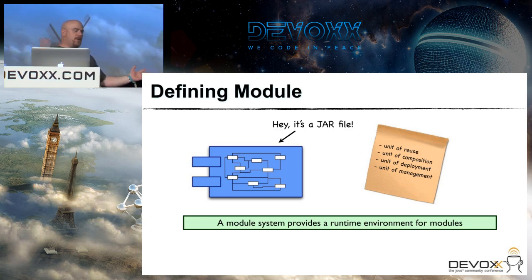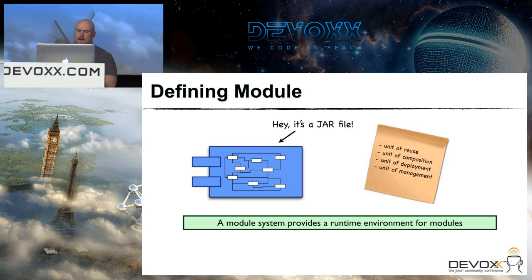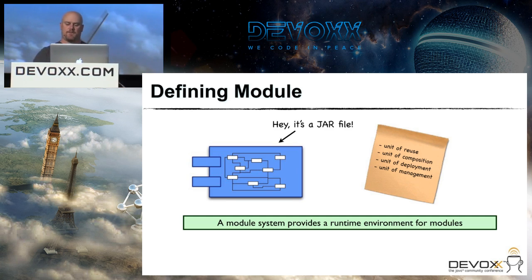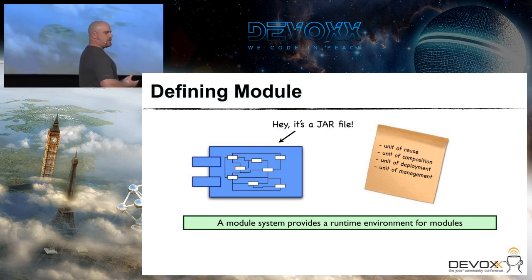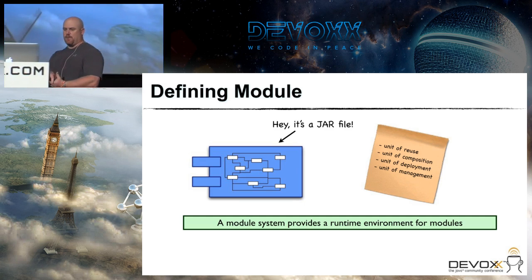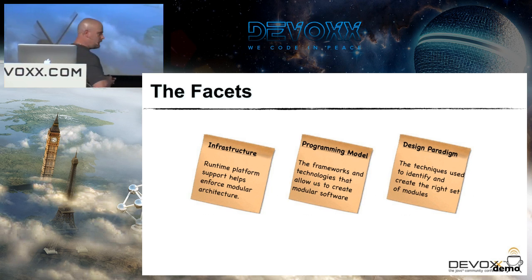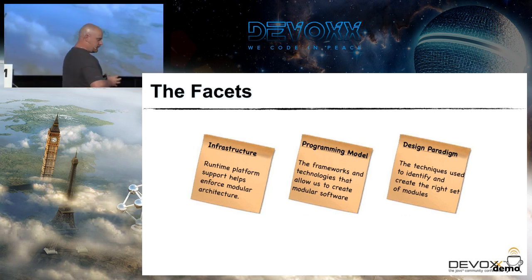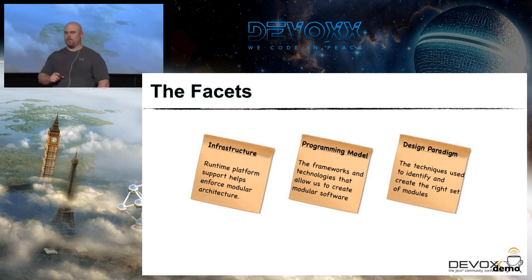So, definition of a module: a jar file on the Java platform. A module system provides a runtime environment for modules. What does that mean? Essentially what it means is it treats the jar file as a first-class citizen on the Java platform. And we're going to, again, see some examples of that a little bit later. This brings us to the different facets of modularity.